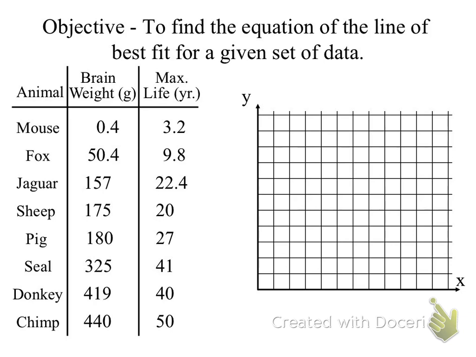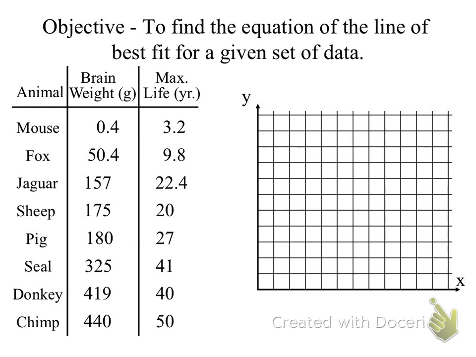So the lifespan is the depender. You guys with me? Whenever you look at this, you have to ask yourself, what is the depender and what is independent? I just look for what is the depender. And if lifespan is the depender, that goes on the y-axis. The depender is always the y. That means x is the independent, and so that would be brain weight, and the lifespan would be the depender, and that would be the y.